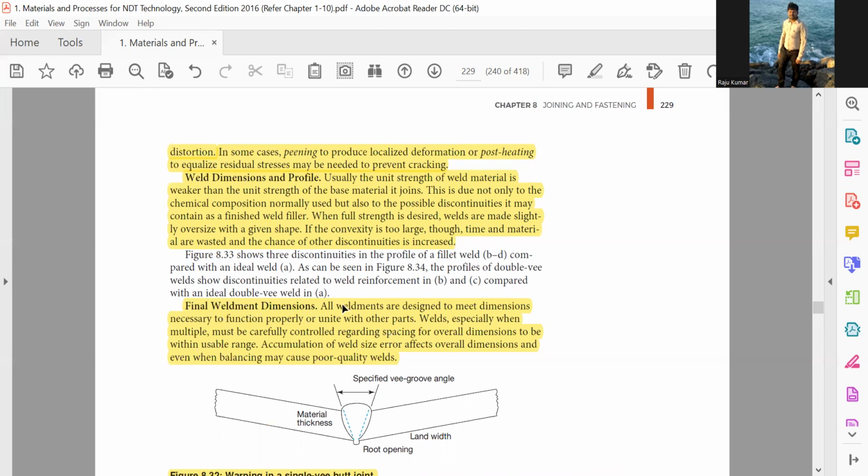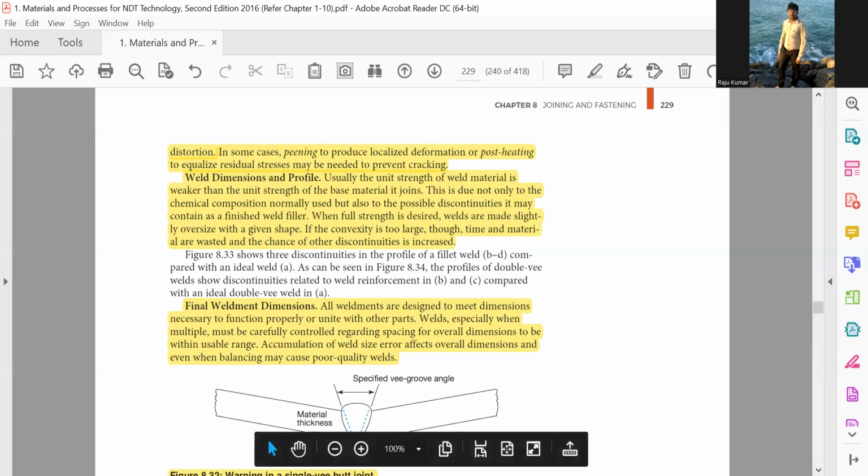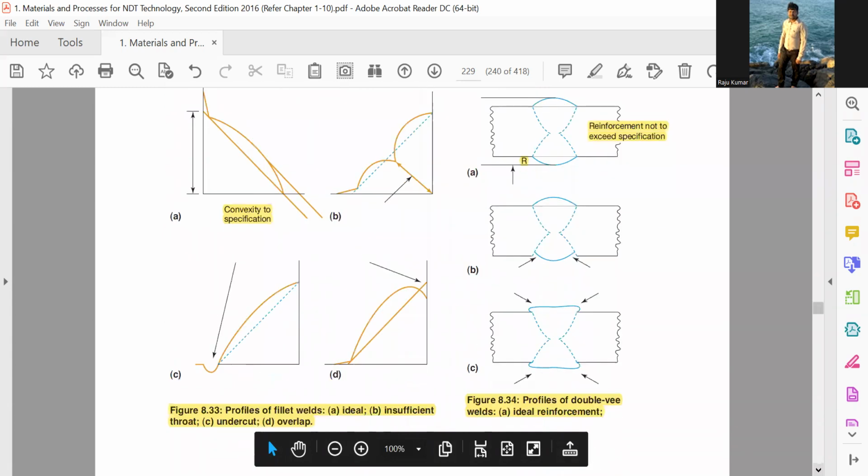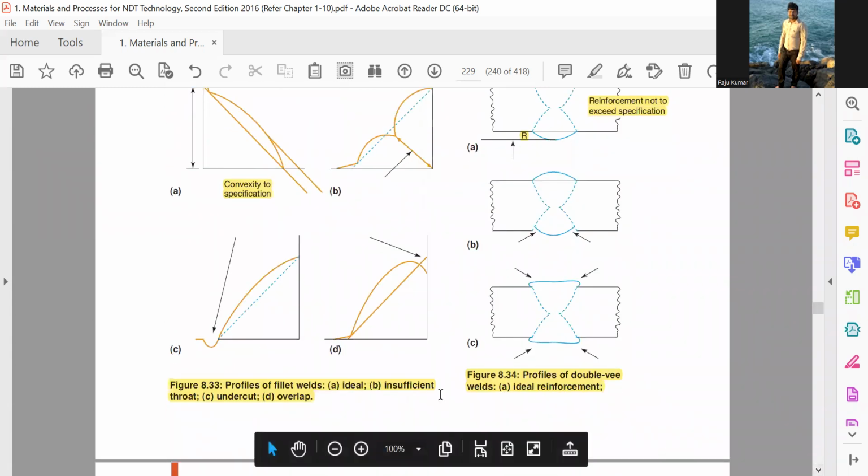Final weldment dimension. All weldments are designed to meet dimensions necessary to function properly or unite with other parts. Welds, especially when multiple, must be carefully controlled. So these are some profiles of fillet welds: undercut, convexity, not ideal, insufficient throat, undercut, overlap.